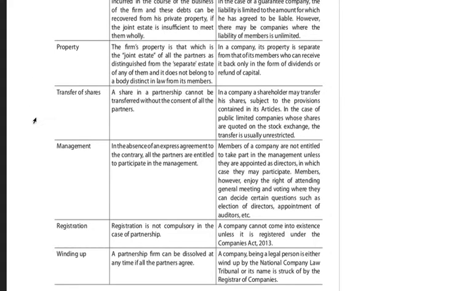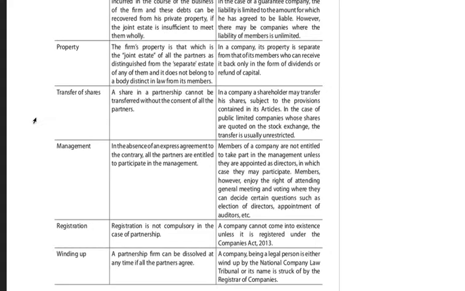And in the case of a company, let's read how a company manages itself. Members of a company are not entitled to take part in the management, unless they are appointed as directors, in which case they may participate. Only directors are allowed to manage a company. Members or shareholders of the company can definitely cast their vote on the key aspects, but not on the day-to-day management of the company. Directors are responsible for that. A director may or may not be a member of the company.